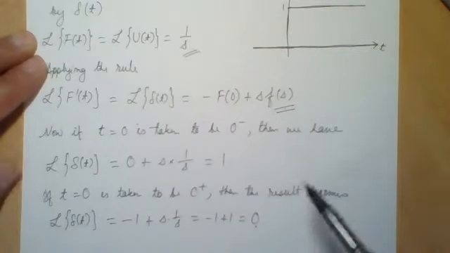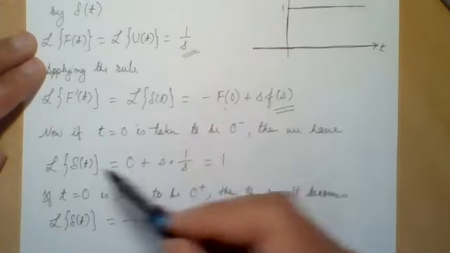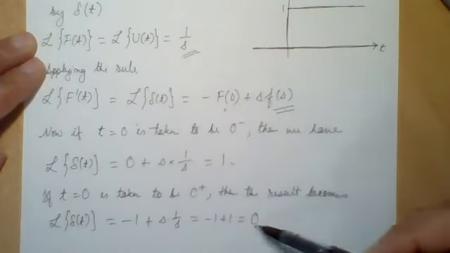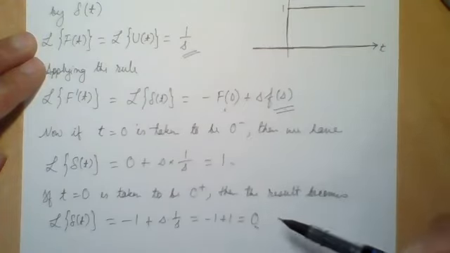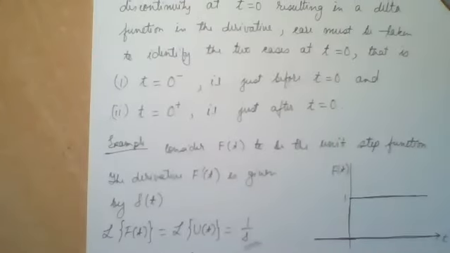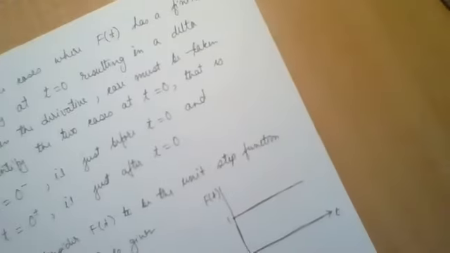I repeat, if we take this value as the left hand limit, we get the Laplace transform of the delta function is 1. And if we take this as the right hand limit, we get the Laplace transform of delta equal to 0. Okay, that is fine. So let me take another sheet of paper.